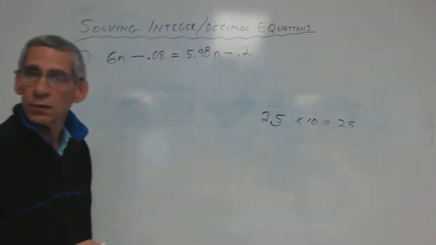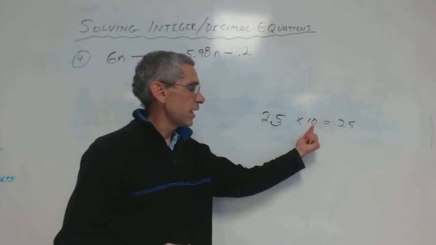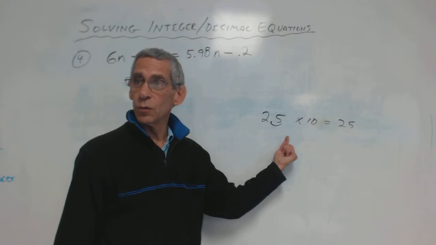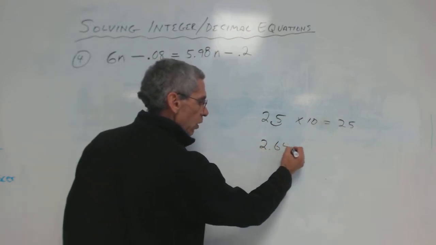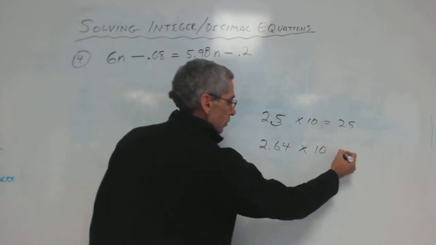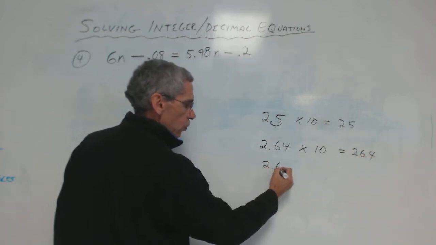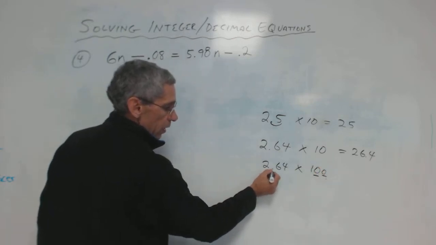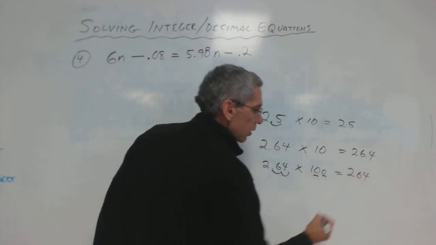It's really easy. When you're multiplying times 10, how many zeros is it? 1. So the number of zeros is the number of spaces you move the decimal to the right, right? So if I had 2.64 and I multiplied that times 10, what would it give me? 26.4. Now, what if I multiplied 2.64 times 100? 2 zeros. I would move it over 2 places, so the answer would be 264.